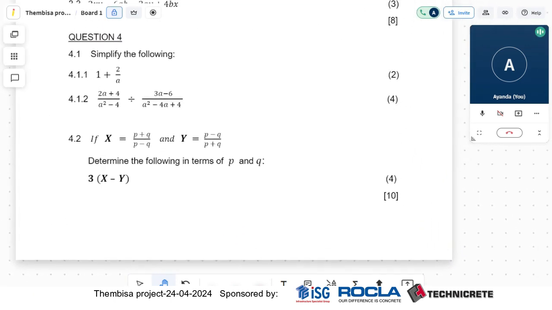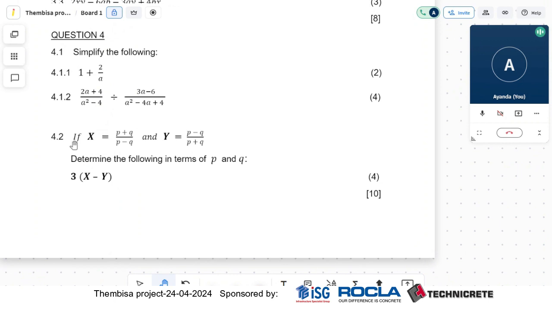Let's take a look at question 4, where we're asked to simplify the following expressions. 1 plus 2 over a, and another one in 2.1.1. So 1 plus 2 over a is very simply just going to be a plus 2 over a.